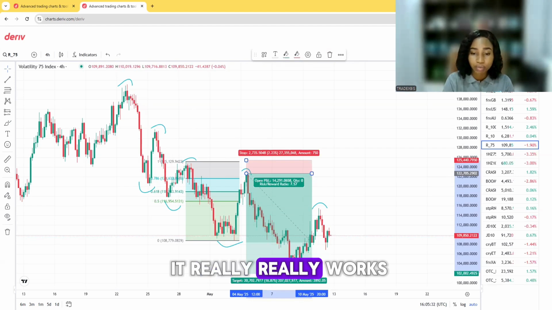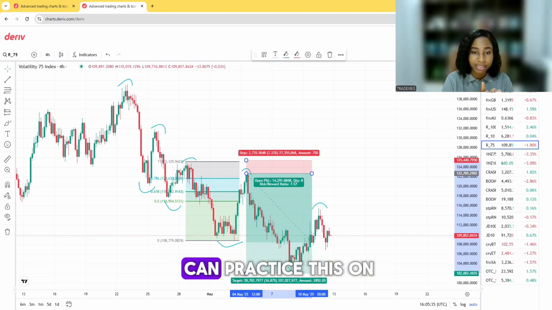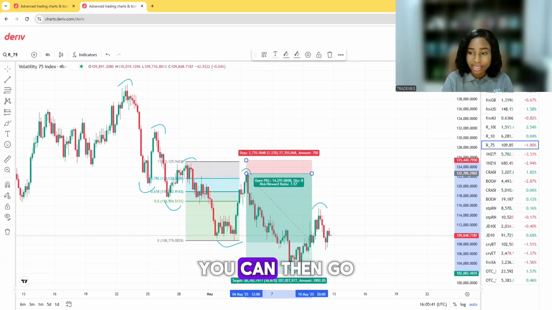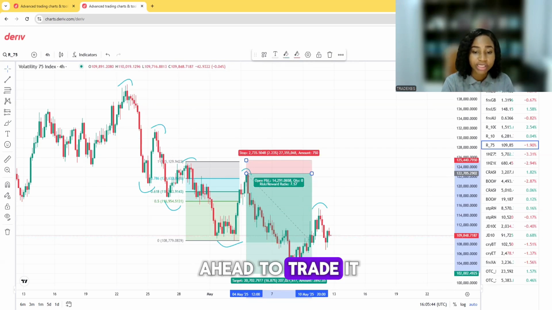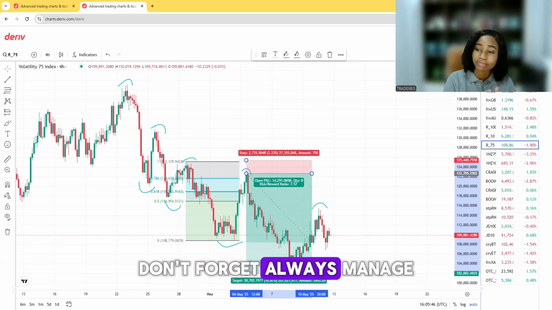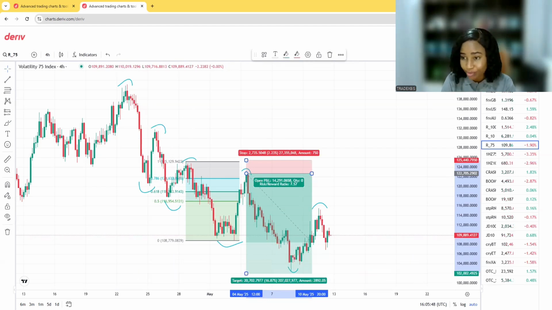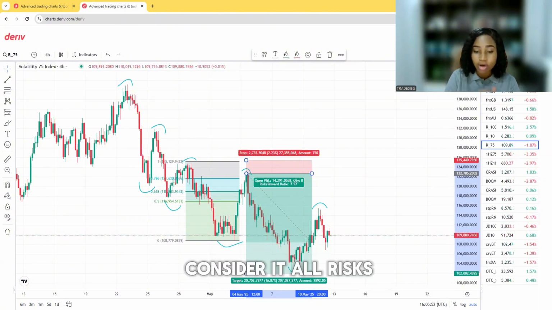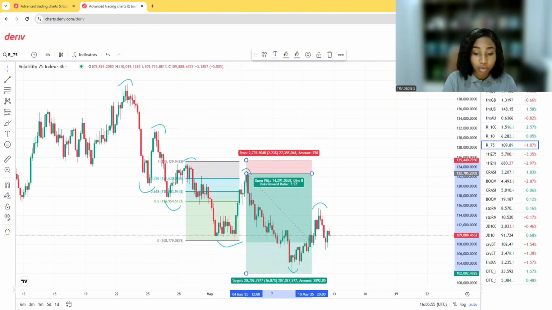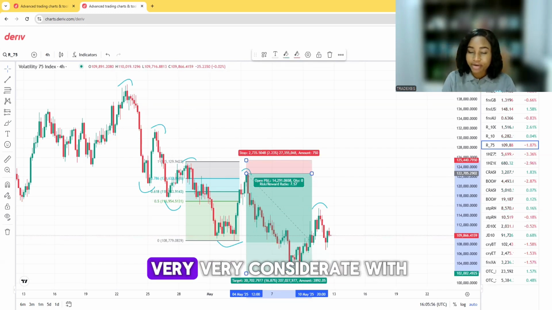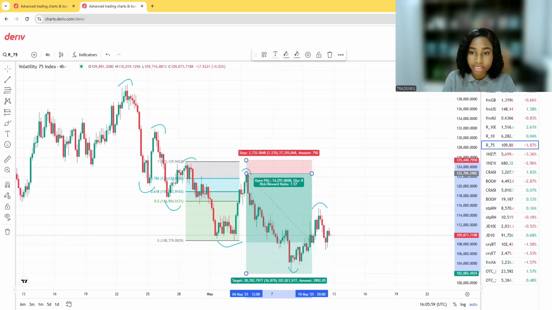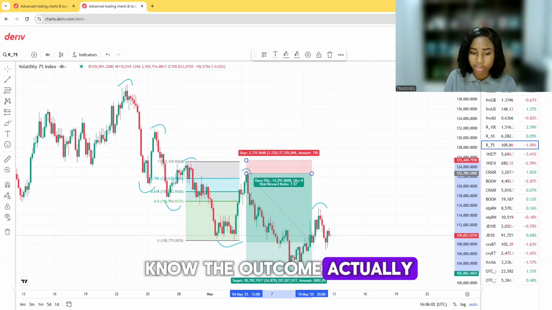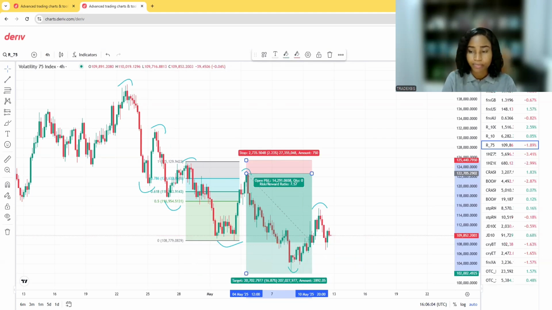It really, really works. Don't forget that you can practice this on your demo accounts, and then after practicing it and knowing how it all works, you can go ahead to trade it with real accounts. Don't forget to always manage your risks anytime you want to trade. Don't just say you've seen a strategy that works. Only risk what you can afford to lose, and be very, very considerate of your risks. In the Forex market, you don't know the outcome actually. It could be 50-50.